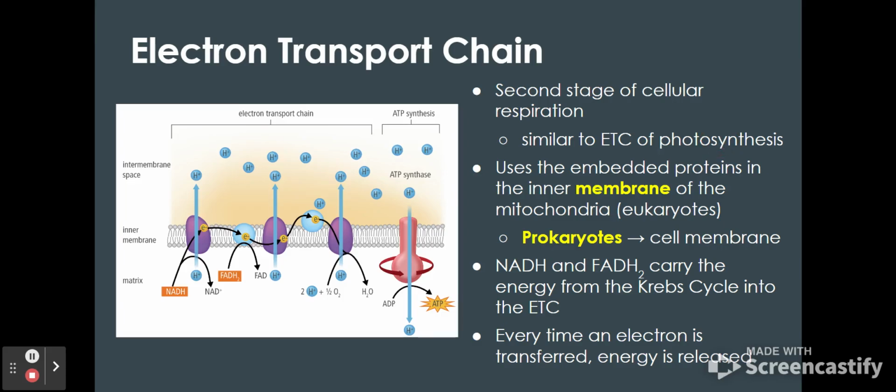So the third stage of cellular respiration is similar to the ETC of photosynthesis. The whole point is we have embedded proteins in the inner membrane of the mitochondria in eukaryotes. In prokaryotes, this is just in the regular cell membrane of the cell. NADH and FADH2 carry the energy from the Krebs cycle into this electron transport chain. Every time an electron is transferred, energy is released.